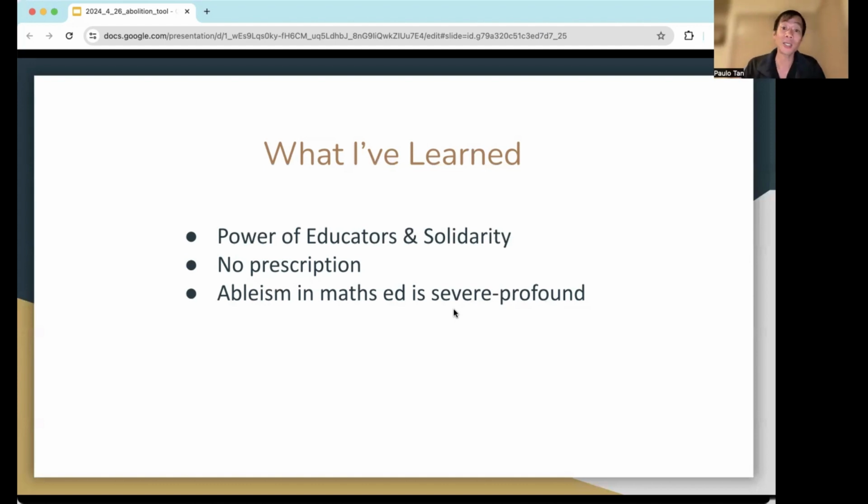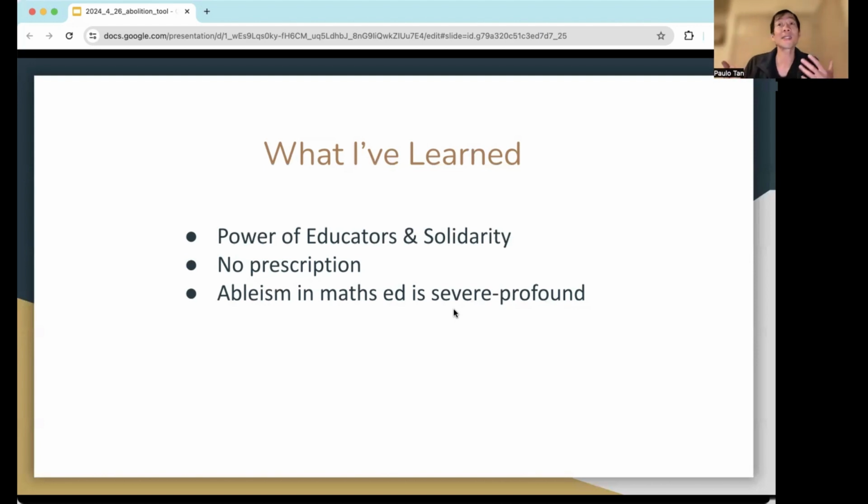And then the last part is that ableism in math education is severe and profound. So a lot of interrogating your biases about disabilities has to happen, and it comes up so much in this work. Well, students can't do this. Well, they can't identify these numbers, right? They don't know these things. Those kinds of expressions come up a lot.